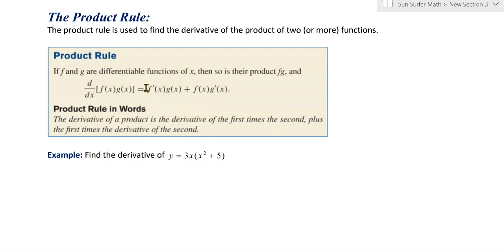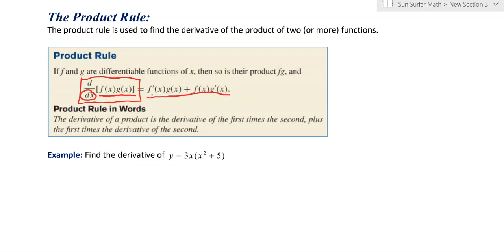Now, when you're looking at the actual rule for the product rule, on the left-hand side, we're using the Leibniz notation, d dx. And what this says is we are taking the derivative of a product of two functions. f of x is the first product. g of x is the second product. So we're taking the derivative of a product with respect to x. And to actually do that, we have the rule over here on the right-hand side.